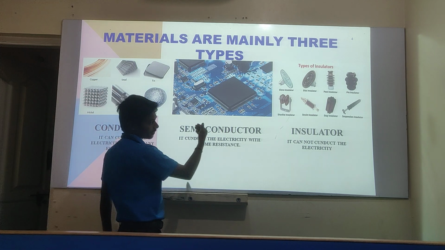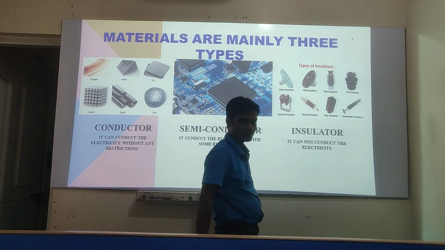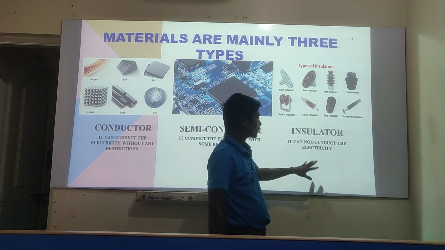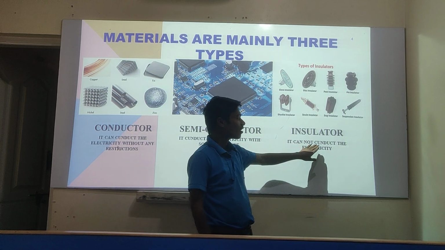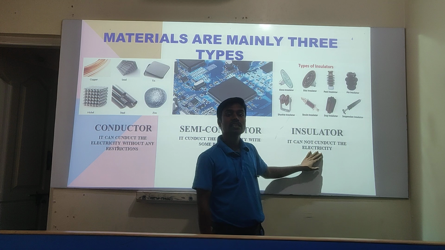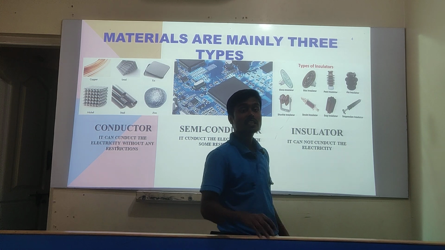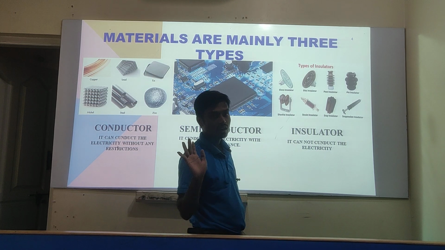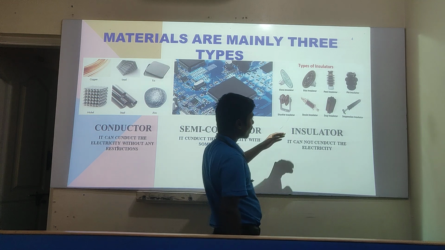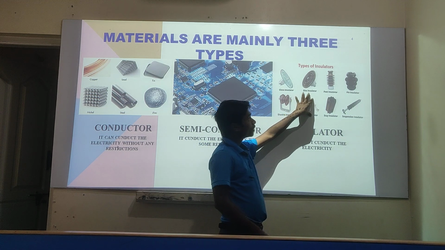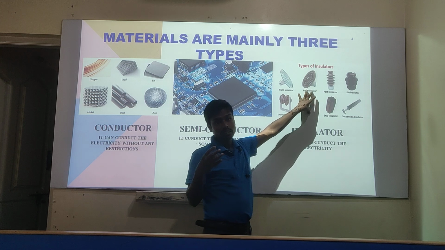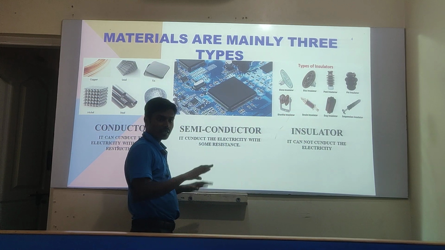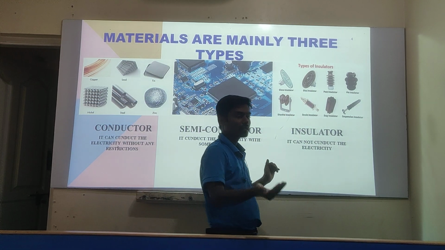Then comes insulator. Insulators are those in which electricity cannot flow. It cannot conduct the electricity. Means electricity will not flow in that at all. Okay. Those all are here. We have taken some insulators. These insulators are electrical insulators, which we are using in our electrical circuit or power transmission.